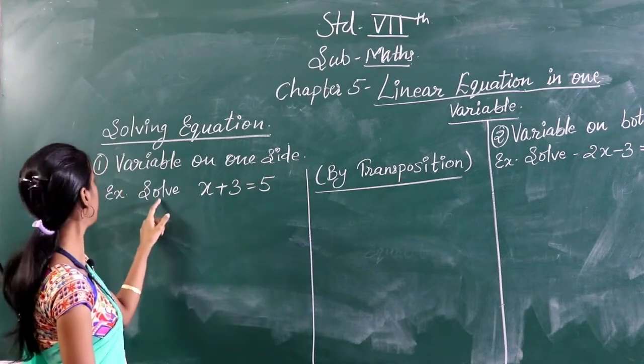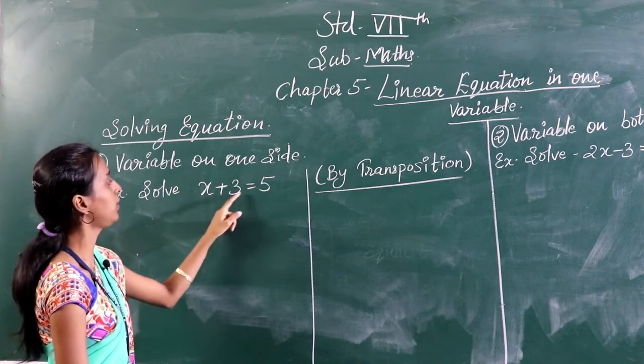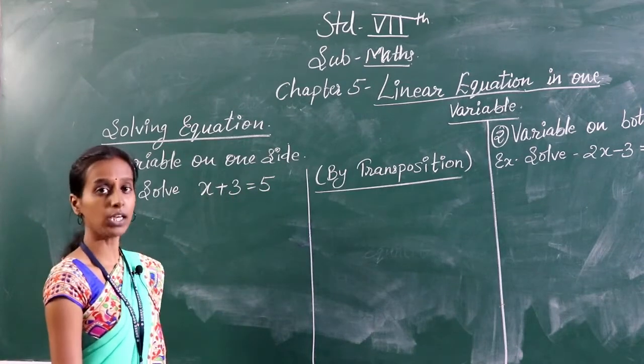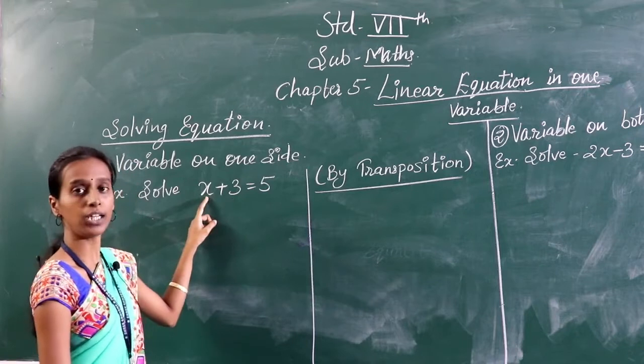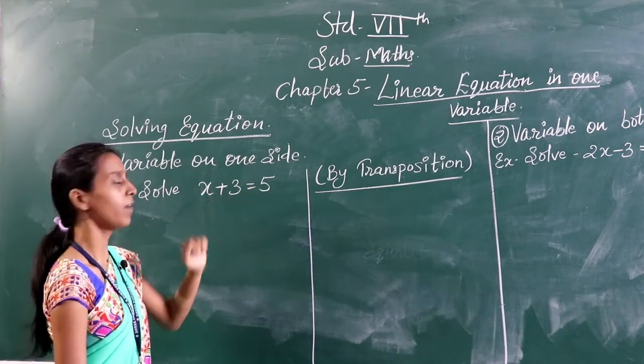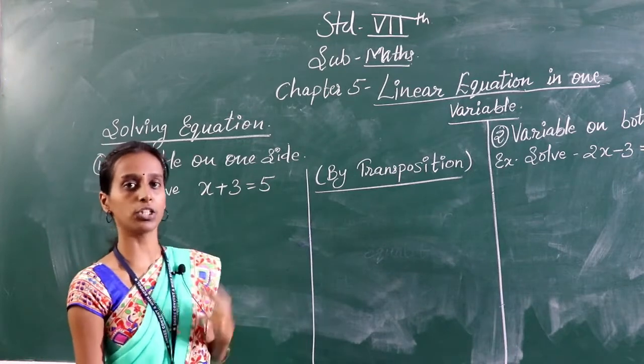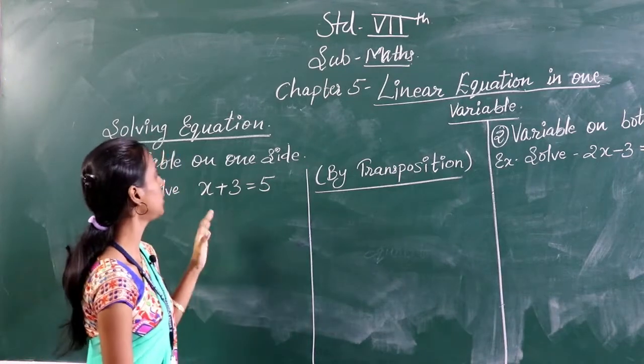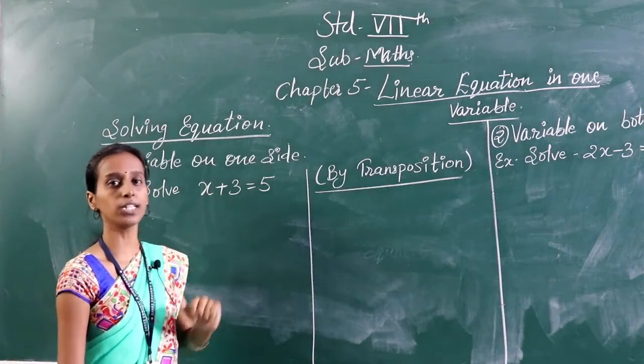For example, we have to solve the equation x plus 3 equals 5. In this the variable x is on only one side. So generally when we solve an equation we have two methods. First I will tell you the first method, then we will go to the second method.